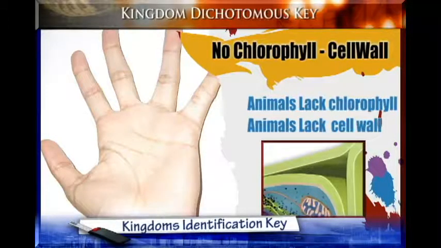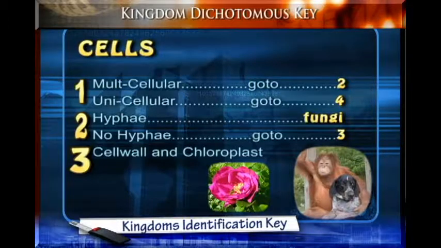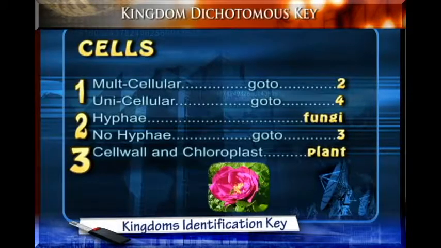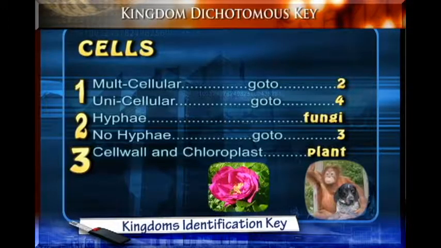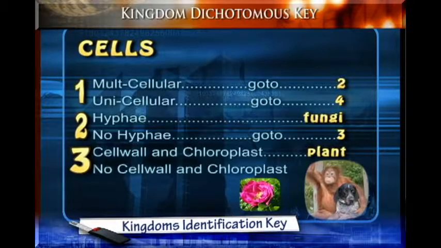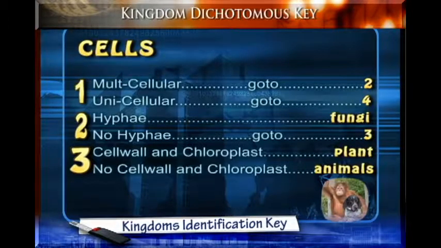So at the end of the question, which one of the following has a cell wall and chloroplast, we put the identity of the plants. And at the end of the question of which one of the following has no cell wall and chloroplast, we put the identity of the animals.